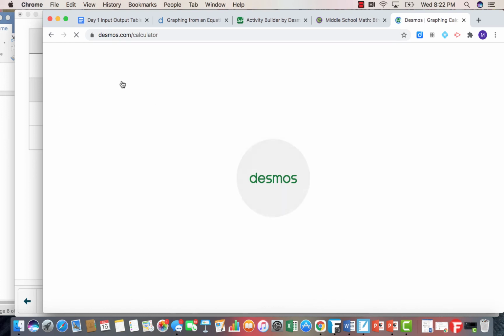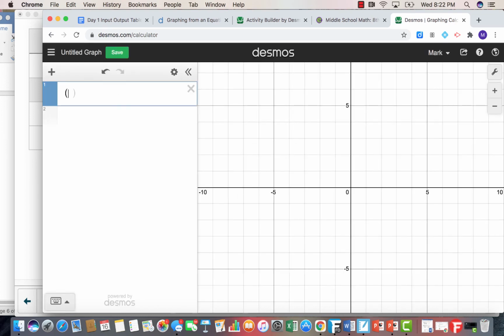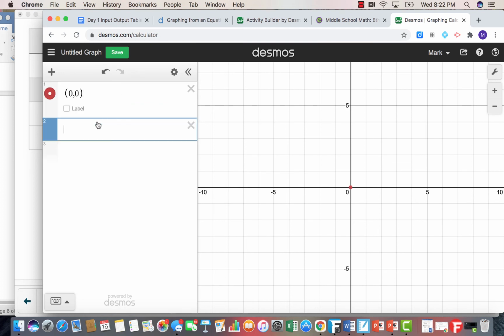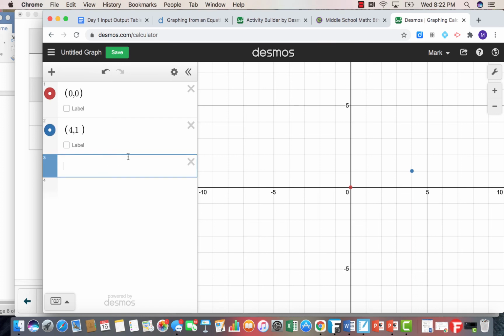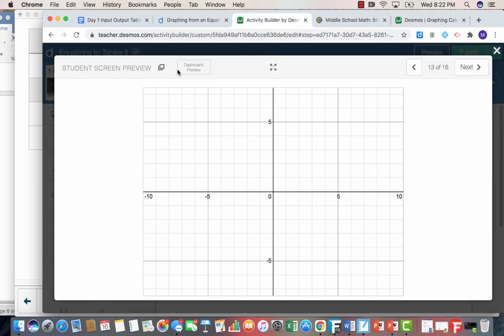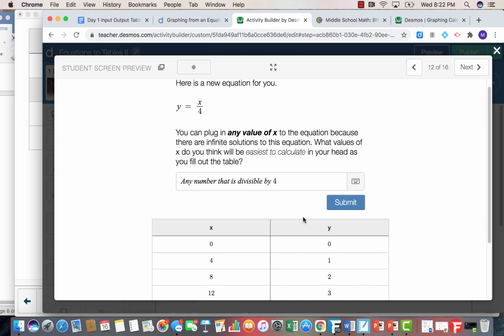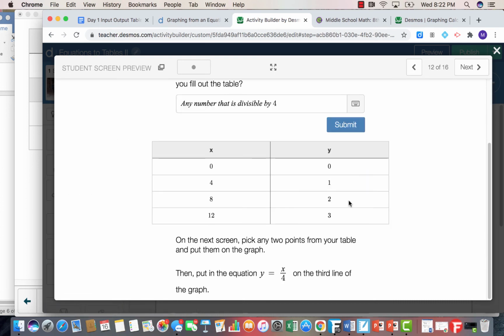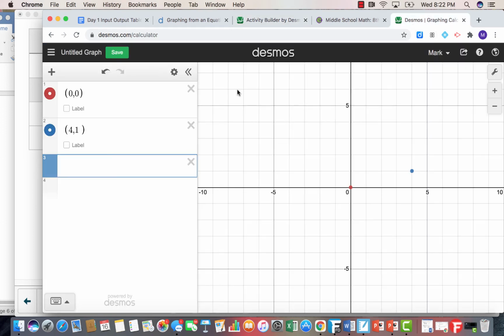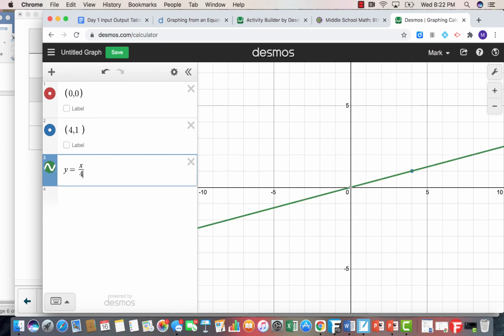Again, I'm going to put the point 0, 0, and we've got to use parentheses when we do that. 0, 0, just to show you, 4, 1. If I didn't use parentheses, it comes up right there, and they say, hey, you, parentheses. So I put the parentheses there, and then the other thing they asked me for, if I go back to slide 12 here, it said to put in the equation y equals x over 4. To do that, there's y equals, you need the slash button, and it defaults right to a fraction, and there you see it. You can see that the green line goes through those 2 points.